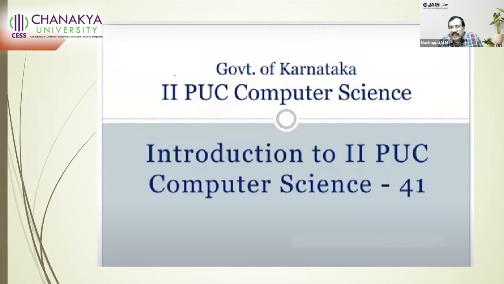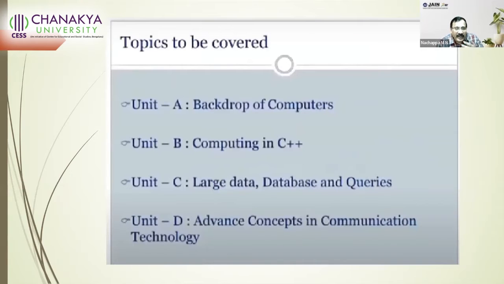As you know, the code for computer science is 41. The computer science paper, or the computer science syllabus, is basically divided into 4 units. The first unit covers the backdrop of computers. I will take each unit and explain what is required, what marks will be covered, and how you can prepare for that.